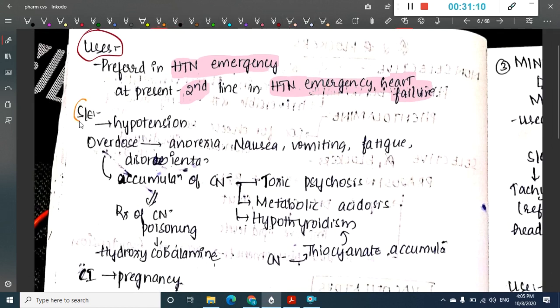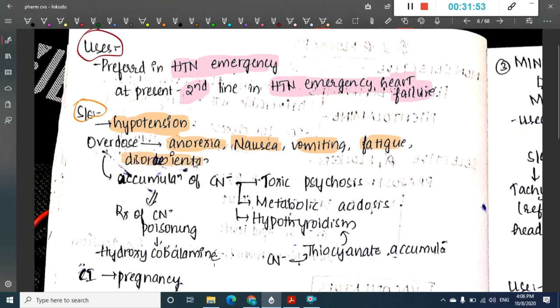If you see, the side effects include the following. Because it causes dilatation of veins, there is venous pooling of blood in the lower limbs, and there is decreased blood flow to the heart, that is decreased preload. This will lead to hypotension. When you give an overdose, there is decreased blood flow to the heart, decreased cardiac output, and as a result there is decreased blood flow to the brain, right? Because of that, the patient develops anorexia and fatigue. Sometimes they also develop nausea, vomiting, and disorientation. So these are the different side effects.